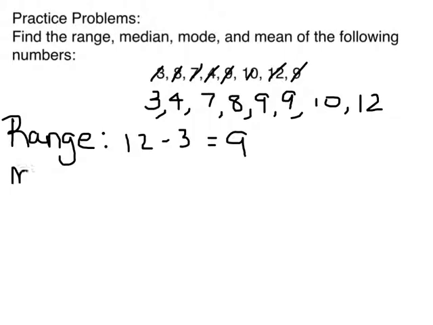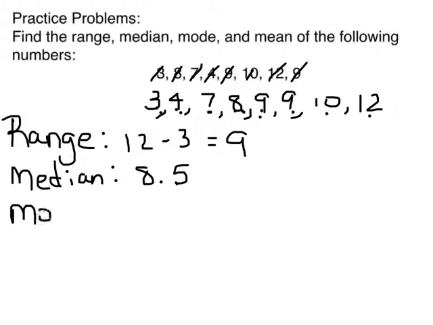For median, I'm going to find the middle number. I've got 1, 2, 3, 4, 5, 6, 7, 8. So again, I've got 1, 2, 3, 4. It's between 8 and 9. And what is between 8 and 9 exactly is 8 and a half, 8.5. Alright, mode, there is only one number that repeats, and it is 9.